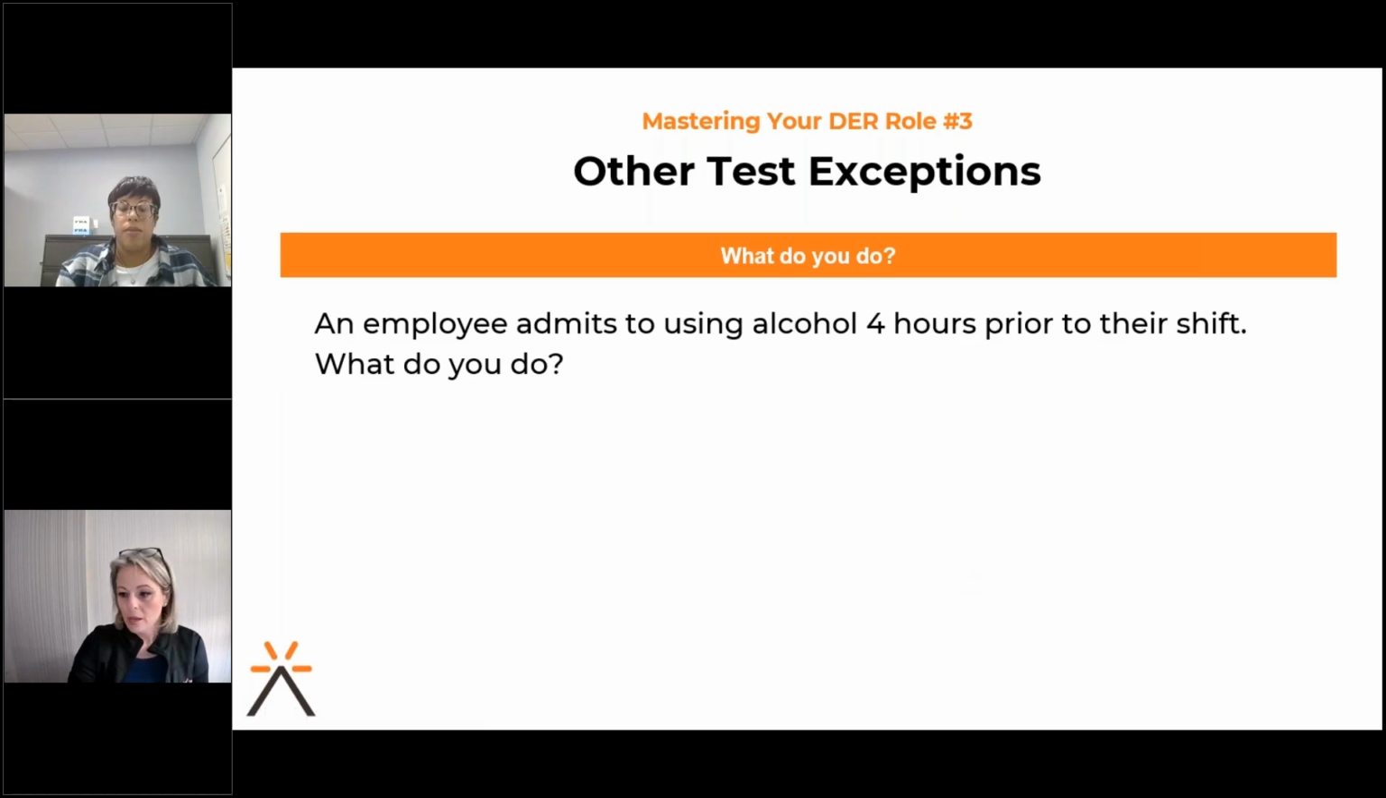Okay, let's get through the fun stuff. Okay, we talked about violations and what can happen. Let's talk about these situations that could happen. How about I pick on Heidi right away? Because I think Heidi and I talked a little bit about this. Heidi, what do you do if an employee admits to using alcohol 4 hours prior to their shift?